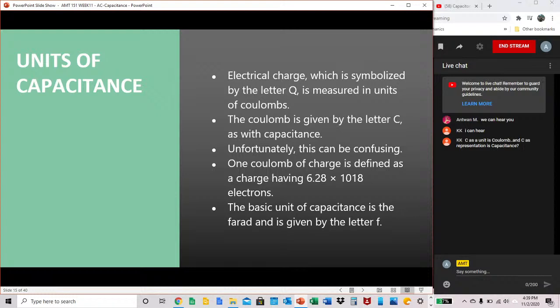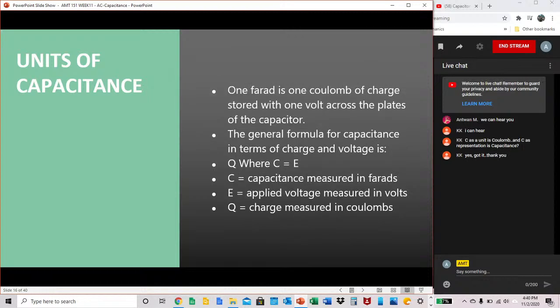Okay, so our basic unit of capacitance is the farad and is given by the lowercase letter f. So the farad is what we're using to measure capacitance. When we are measuring capacitance, it is in farads. 1 farad is 1 coulomb of charge stored with 1 volt across the plates of the capacitor.